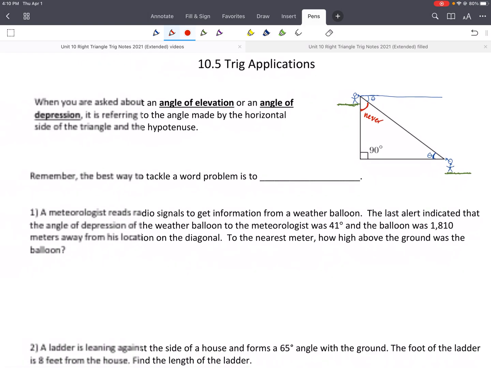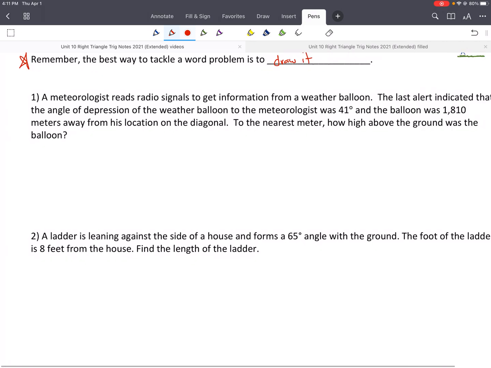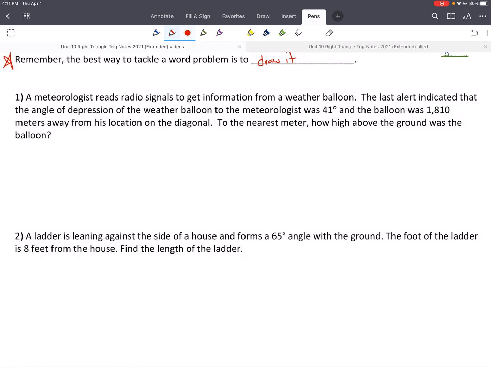Okay, so let's do a couple problems. Just a reminder, the best way to tackle a word problem is to draw it. Okay, so let's see what we can come up with. It says a meteorologist reads a radio signal to get information about a weather balloon. So again, all of our triangles are right triangles, and we can always sketch it like this if we want to. So here I'm going to sketch my balloon. That's my weather balloon. Okay.